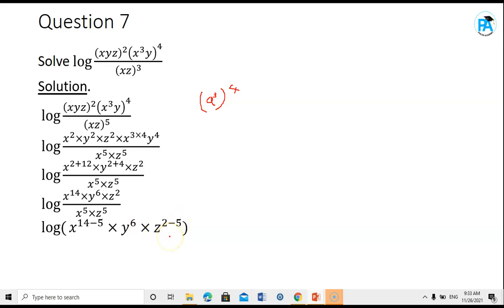Are you following? So that gives you x exponent 9 times y exponent 6, all divided by z exponent 3. The reason is, z exponent 2 minus 5 will give you z exponent negative 3, and you can convert it to division. So that is the end of this.